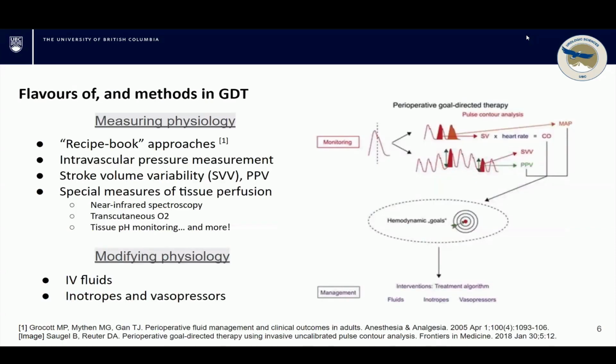There are different ways to do it, and the proliferation of different monitoring approaches over the past years has meant that there's much more granularity in how we can view tissue oxygenation and targets for GDT. Those things might include stroke volume variability, pulse pressure variability, NIRS, transcutaneous O2, and so on and so forth. But the levers that anesthesiologists can pull fall broadly into a couple of categories, those being fluid resuscitation and various forms of pressors such as inotropes or chronotropes. However, the different types that fall into these categories have increased as well.